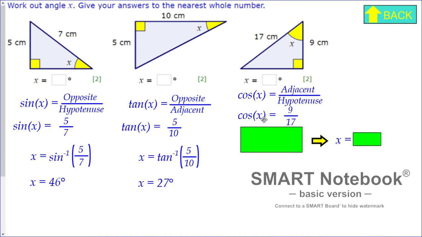Now you have to do the inverse cos to get back the angle. The inverse cos, shift cos, 9 over 17. And the end result is 58 degrees. And that's rounded to the nearest whole number.